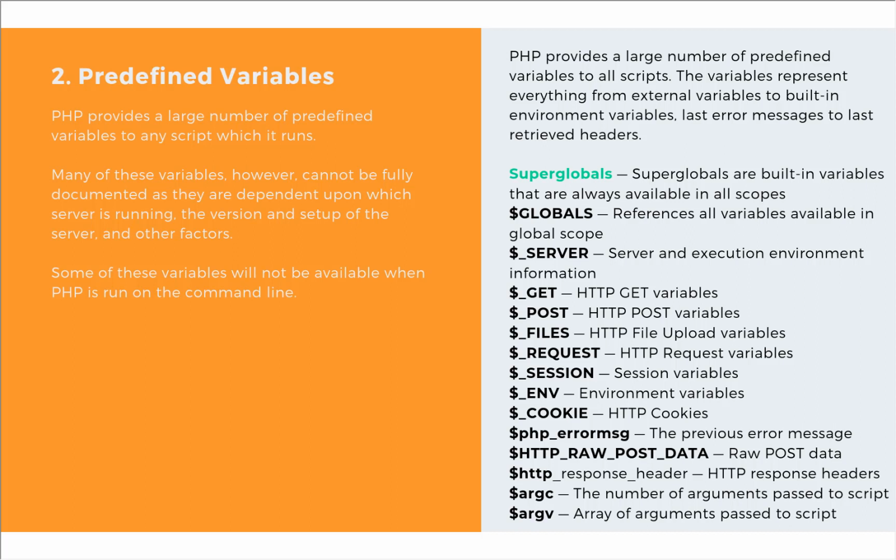Then $_SESSION for session variables, $_ENV for environment variables, $_COOKIE for HTTP cookies, $php_errormsg for the previous error message, $HTTP_RAW_POST_DATA for raw POST data, and $http_response_header for HTTP response headers. $argc is the number of arguments passed to the script we are using, and $argv is the array of arguments passed to a script.